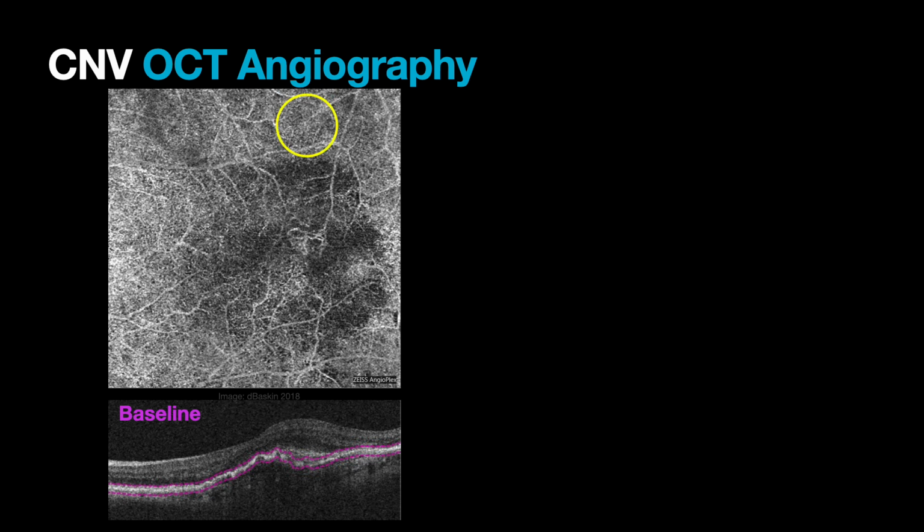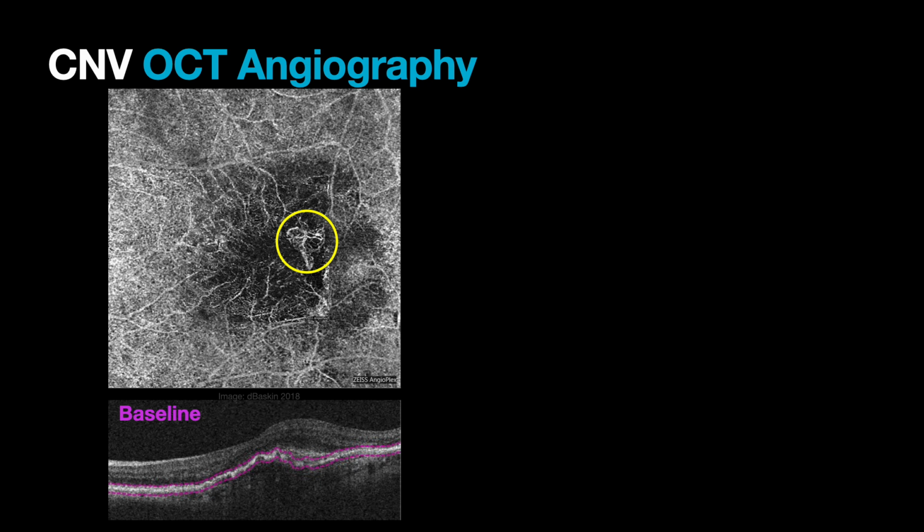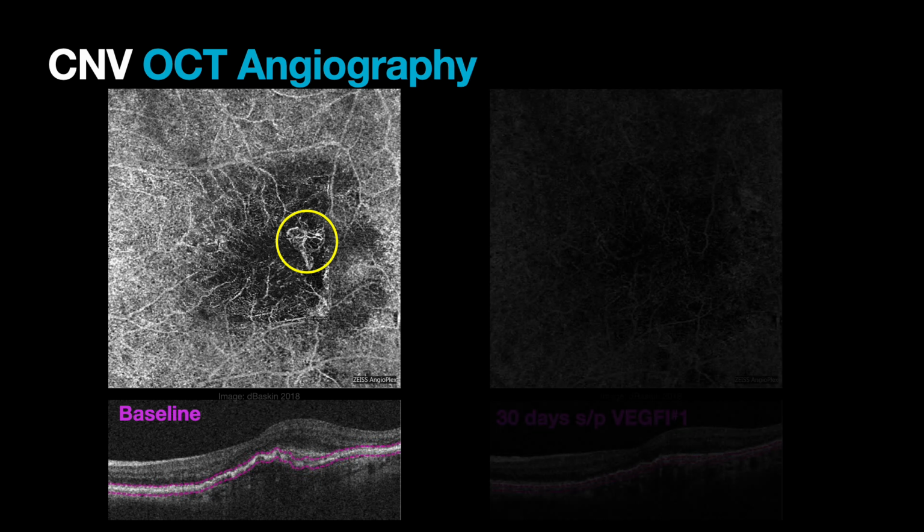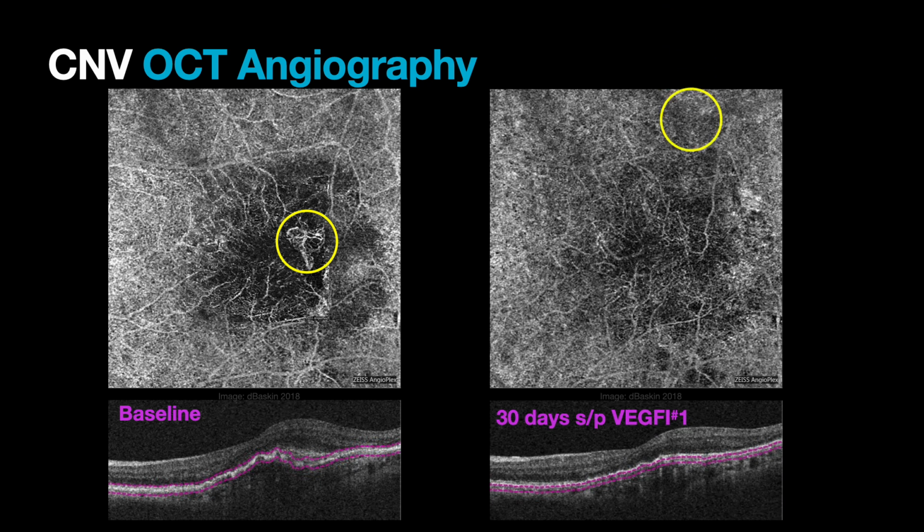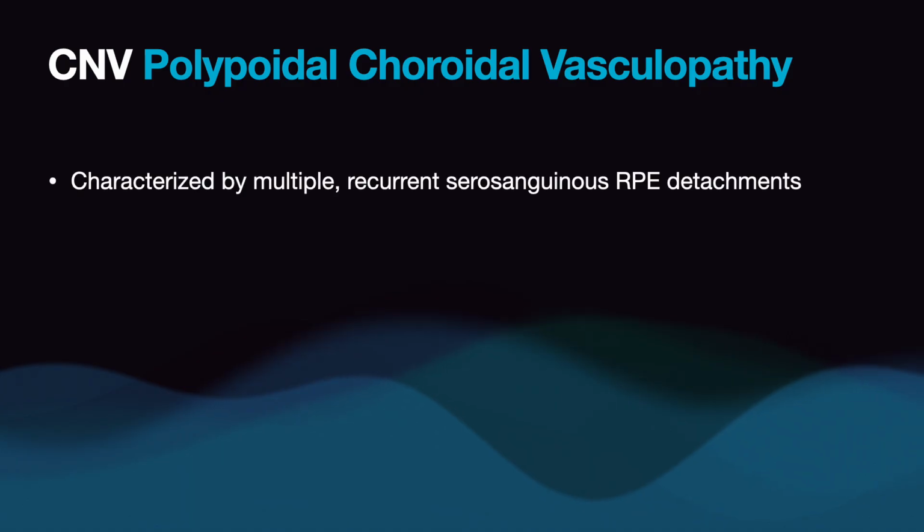CNV and OCTA, sometimes can be hard to see. I tend to scroll through. I create my own custom slabs and move it around a lot. But there's the CNV. We treated it. 30 days later, you can still see a little bit of abnormality there, but it's mostly gone.